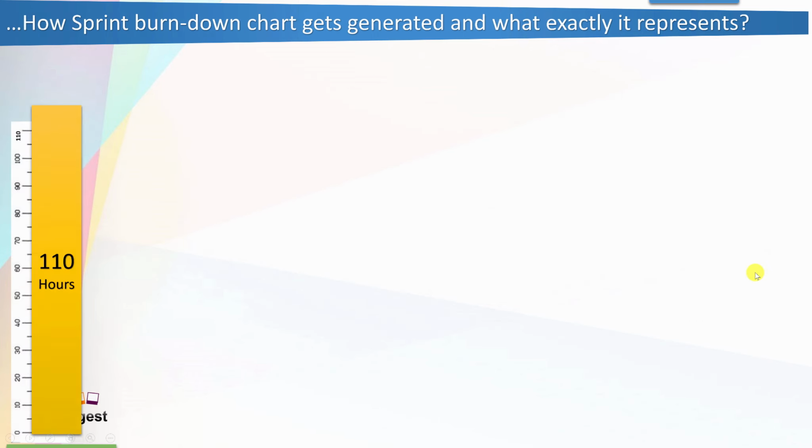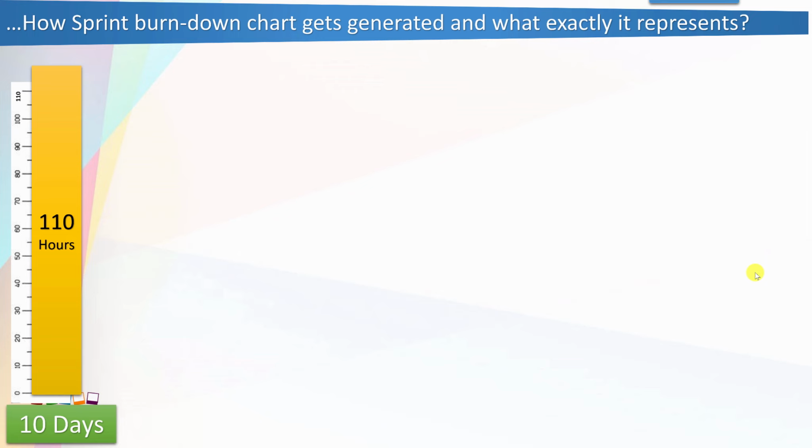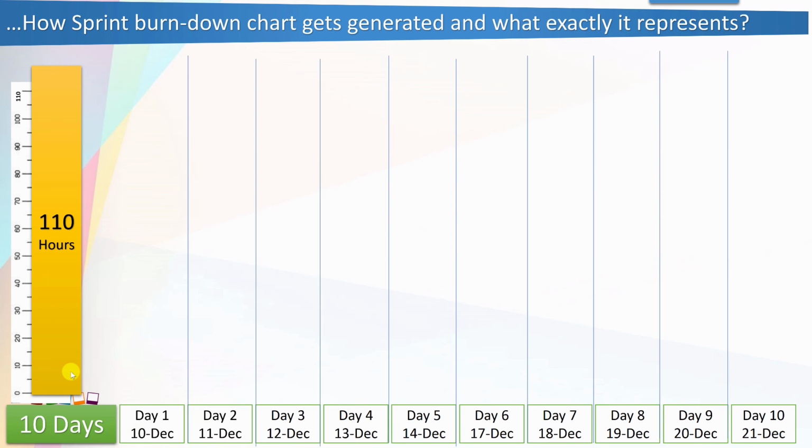If we look at this picture, we have the total number of hours, the amount of work, on the left-hand side, the y-axis, and on the x-axis you have all the days: day 1, day 2, day 3. If your sprint starts on 10th December, it will end on 21st December. In a burndown chart, one line is prepared first, called the ideal line.